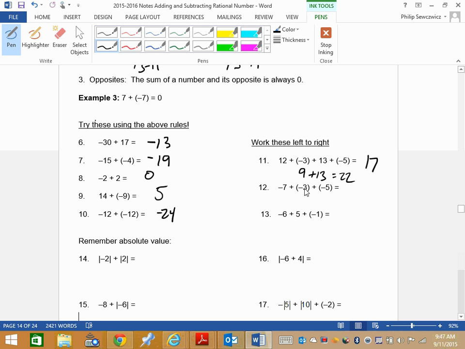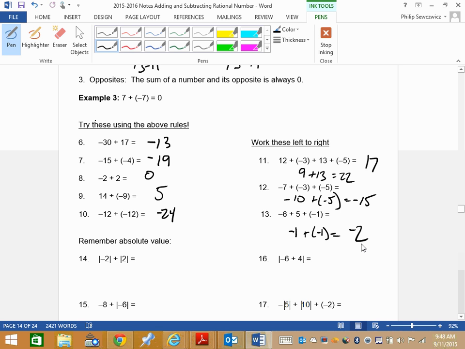Question 12, I've got the same, they are alike, so we will add and we will keep the sign. And even when I do the next one, they're both negative, so they are alike, so I will add and I will keep the sign. Question 13, I have different signs, so I'm going to subtract, which is why I get negative 1. I have more negatives.